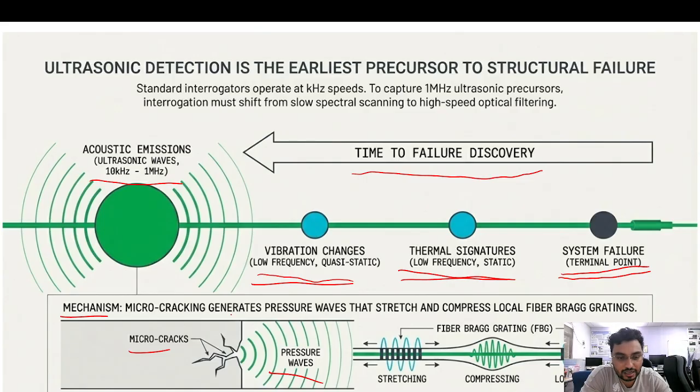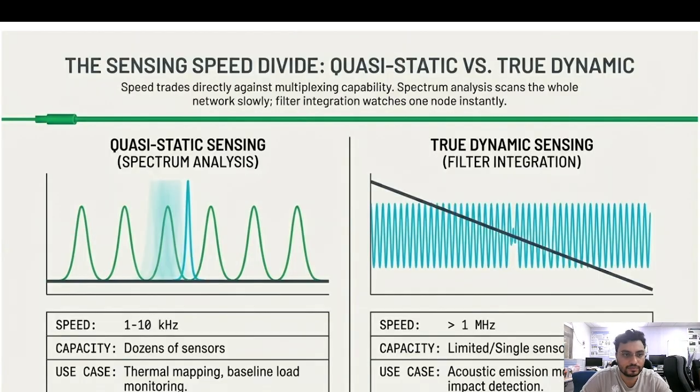The micro cracking generates pressure waves that stretch and compress local fiber Bragg gratings. You can see here micro cracks generate the pressure wave, and because of the stretching and compressing, the localized strain on this grating also affects it so much, and that's why we are getting the problem with the ultrasonic detection.